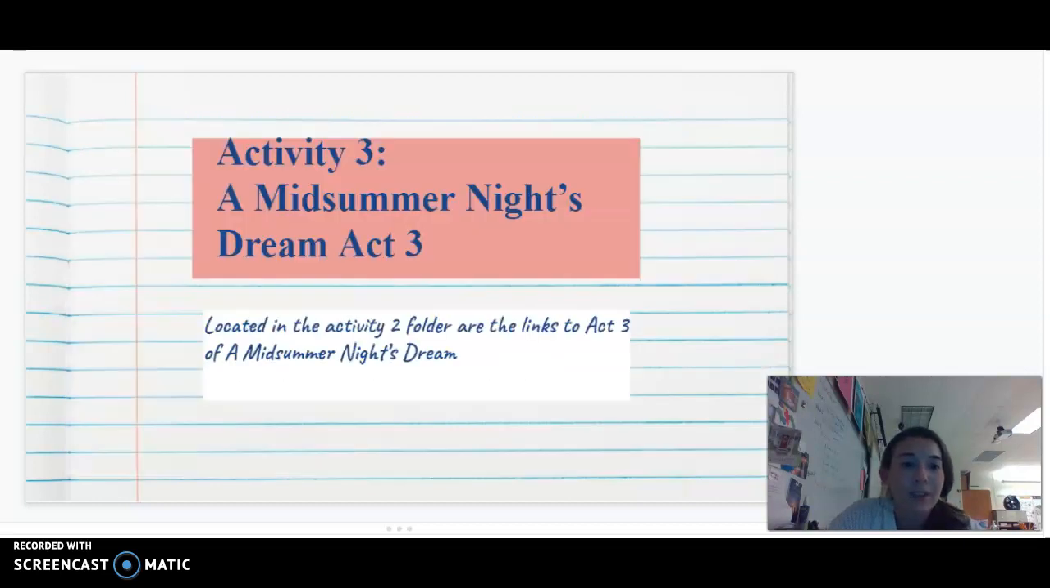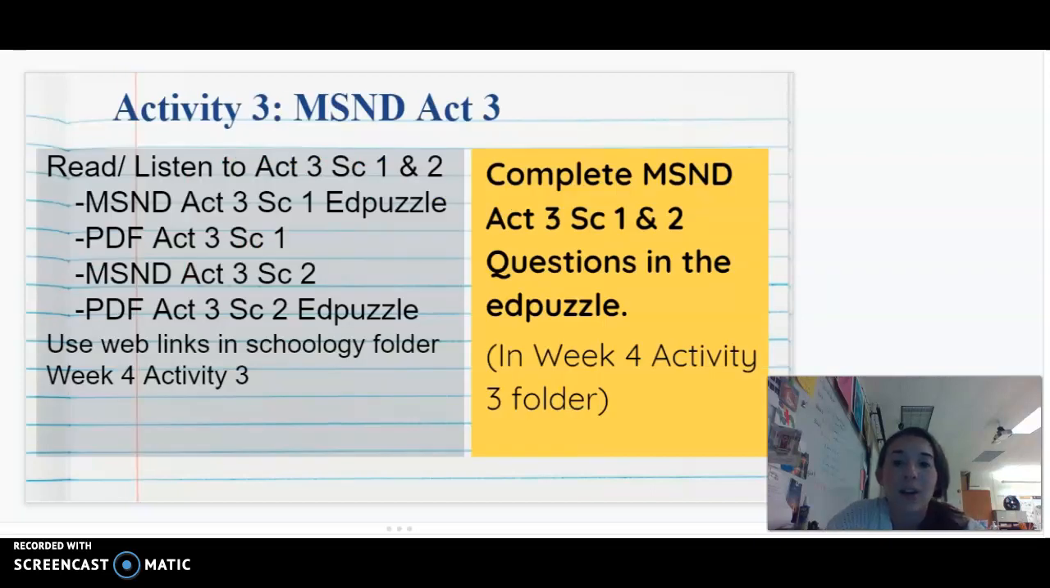Alrighty, on to Activity 3 is A Midsummer Night's Dream Act 3. We are going to continue on with our play. That means that there are Edpuzzle links for Act 3, Scene 1 and Act 3, Scene 2. There is also a supportive translation of the text to help you understand the play a little bit better, available in this folder. Please make sure you are answering all the questions in the Edpuzzle and that you let it play to the end so that it submits itself so I can grade it.